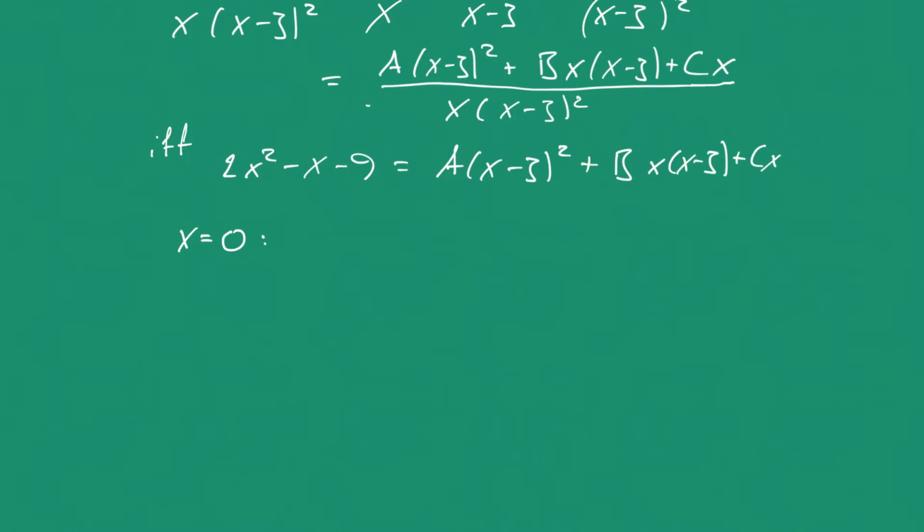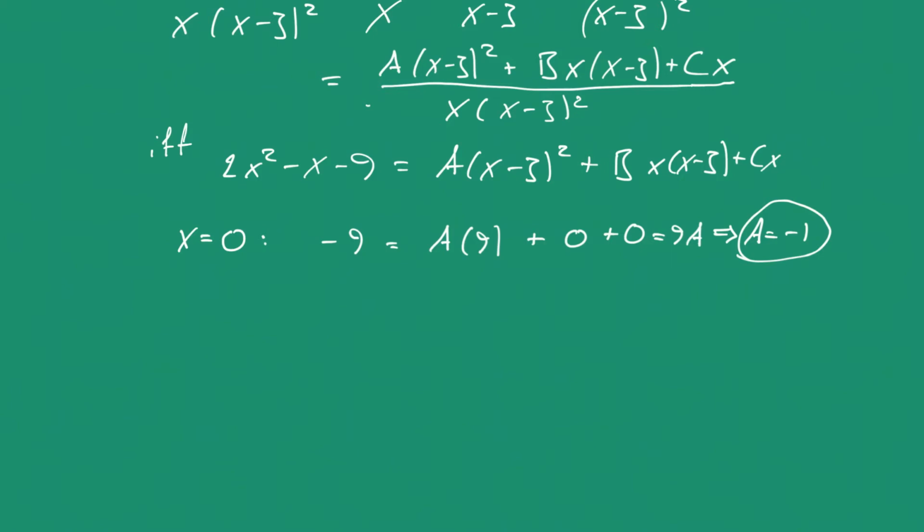We get, on the left-hand side, minus 9 is equal to a times (0 minus 3) all squared, which is minus 3 squared, which is 9. So times 9 plus b times 0 is 0, plus c times 0 is 0. So that's just equal to 9 times a. So minus 9 is 9 times a. That tells us that a is equal to minus 1. All right, so we've now solved for a. That's good. Let's pick another point.